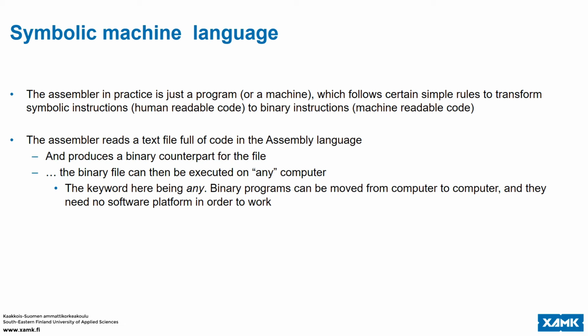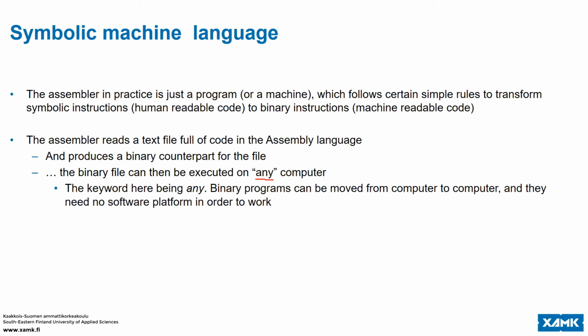The assembler in practice is just a program which follows certain simple translation rules to transform these symbolic instructions into binary instructions or binary code. The assembler reads a text file full of code in the assembly language and produces a binary counterpart for the file. The binary file can then be executed by some computer, and in here I have written can be executed by any computer. So the keyword here really is any.